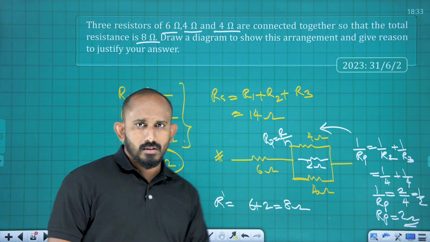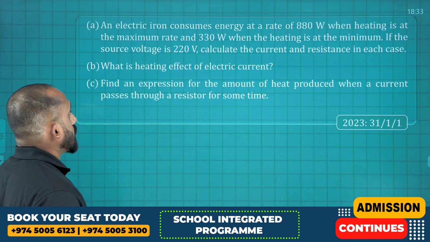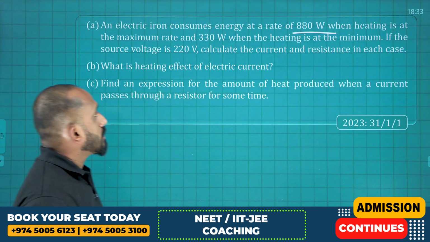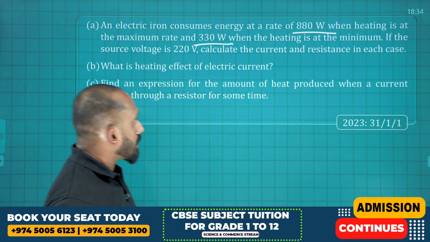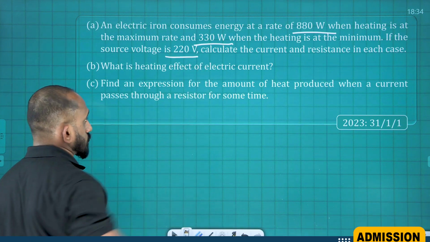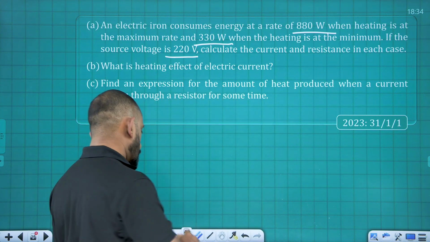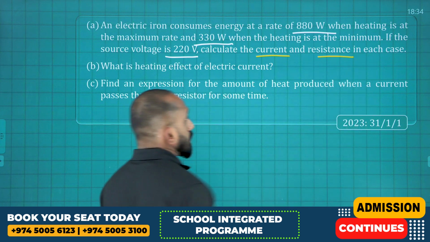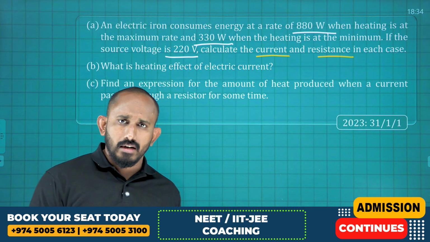Have you got it? Next question is, an electric iron consumes energy at a rate of 880 watts when heating is at the maximum rate and 330 watts when the heating is at the minimum. If the source voltage is 220 volts, calculate the current and resistance in each case. So 2 cases are given. Current and resistance you have to calculate in each case. So power is given and voltage is given. So you have to find current and resistance.